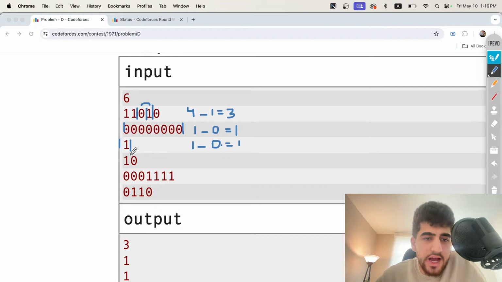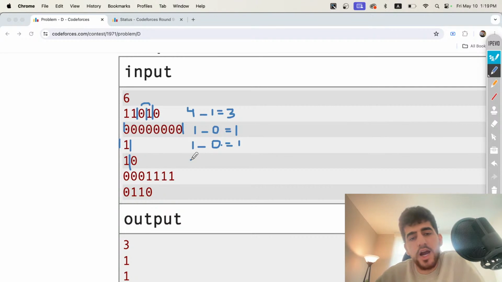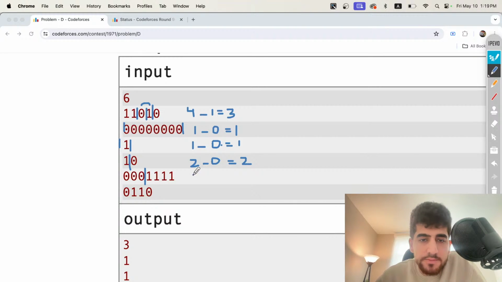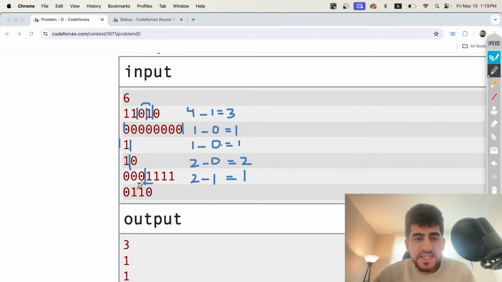In here I have 2 blocks, 2 parts. I don't have any 0 1, so it's 2 minus 0, it is 2. In here we have 2 blocks and I have 1 0 1, so I can subtract 1 from it, so the answer is 1. In here I have 3 blocks. I have 1 1 0, so I can subtract 1 from it, so the answer is 2.